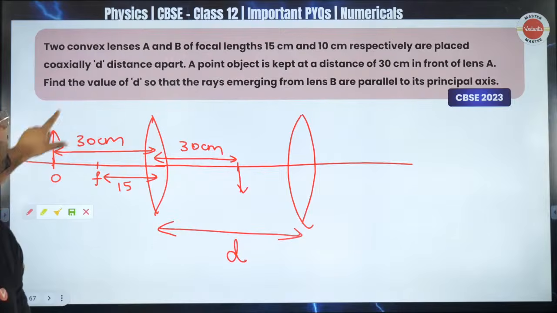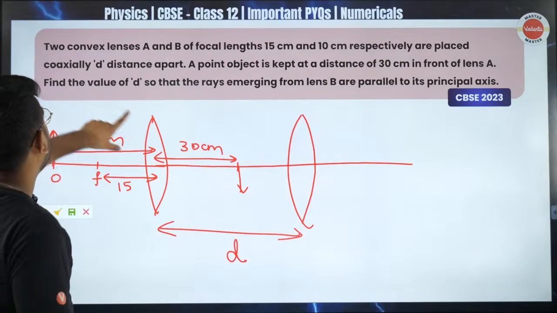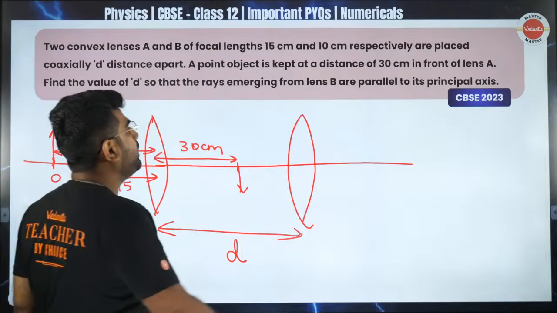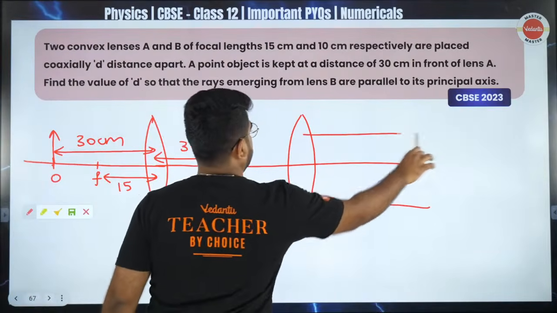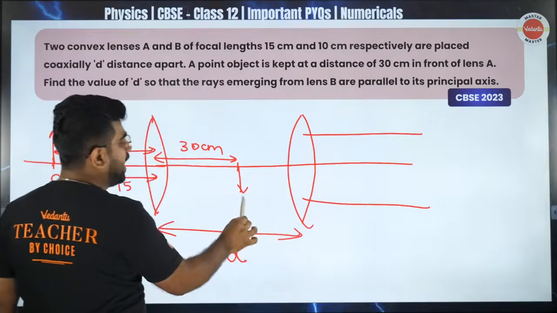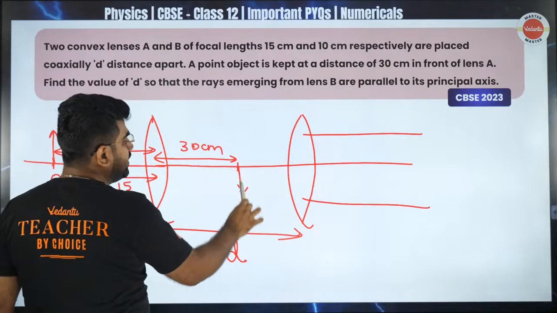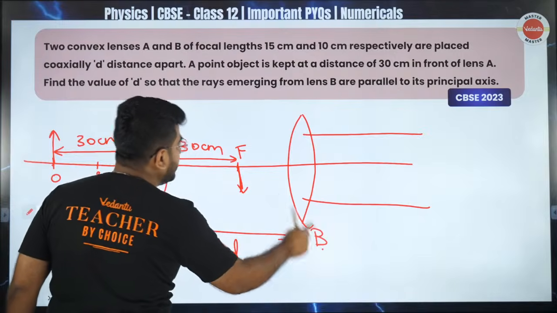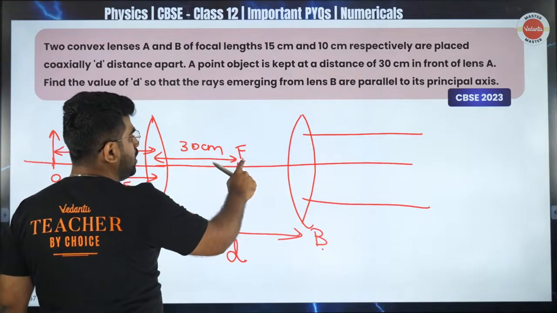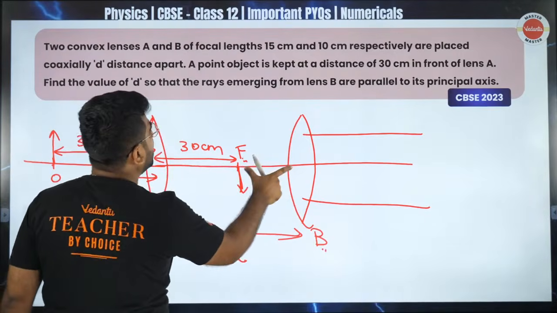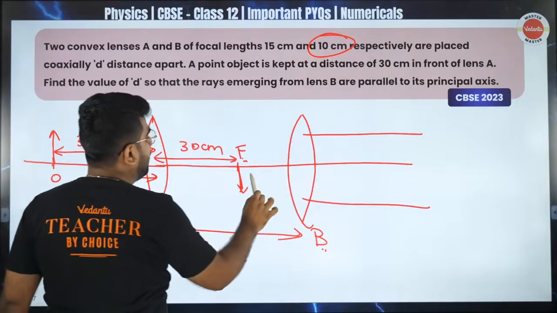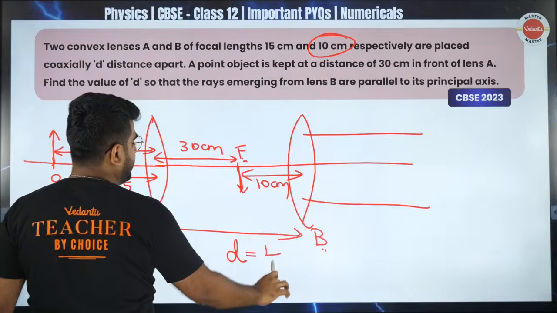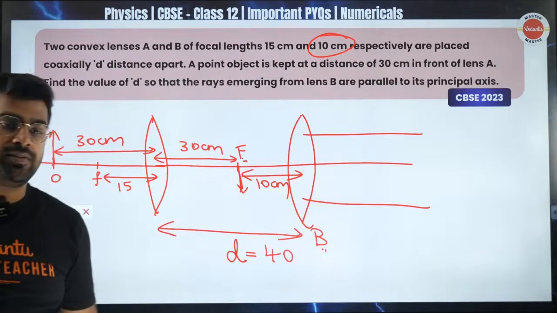Now they want the final image to be parallel to the principal axis. So what does parallel to principal axis mean? This should be at the focus for the second lens. The focal length of the second lens is 10, so this distance is 10. So d is 40.